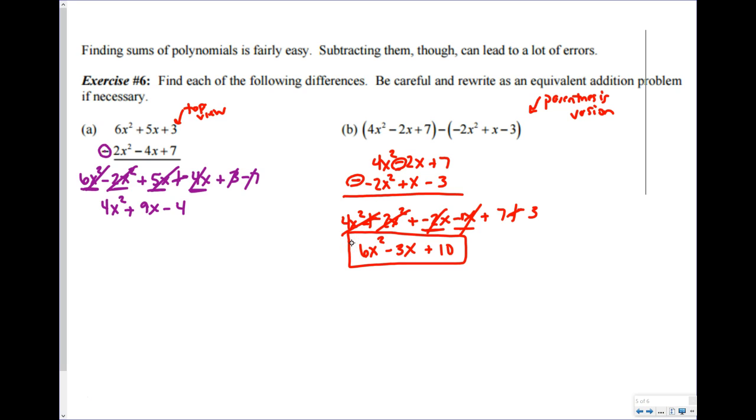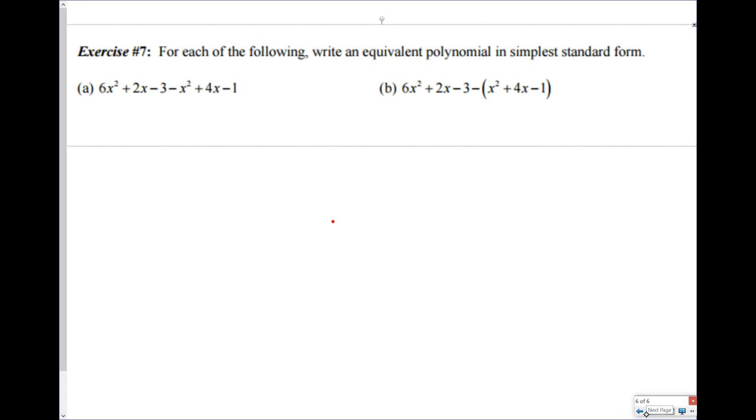Okay? Signs are so important. I can't emphasize that enough. They're testing you and trying to get you to practice is, can you keep track of your work, and can you keep track of your signs? Okay? So let's do 2 more and take a look at what happens when we've got numbers out of order.